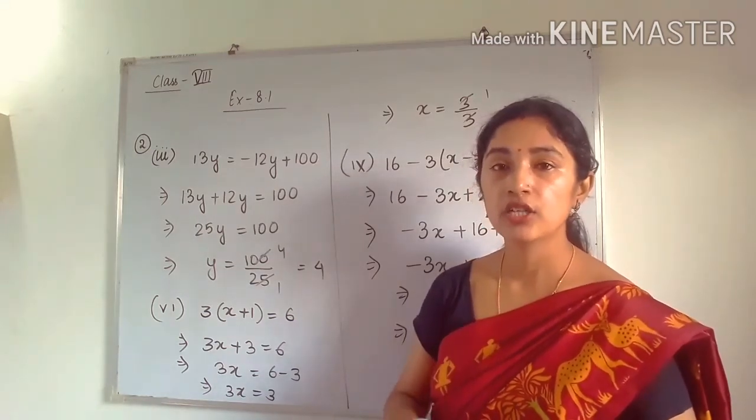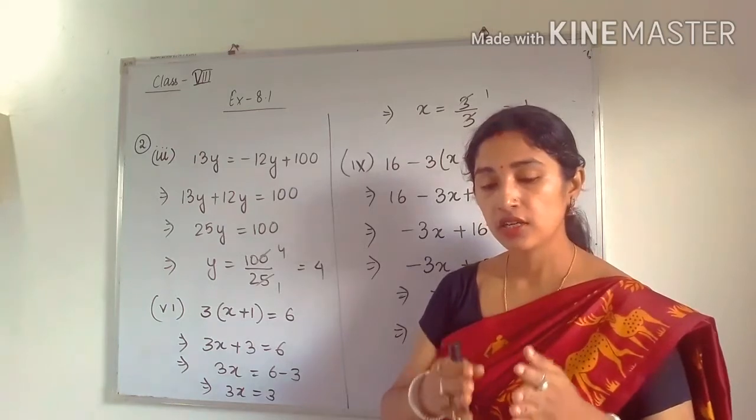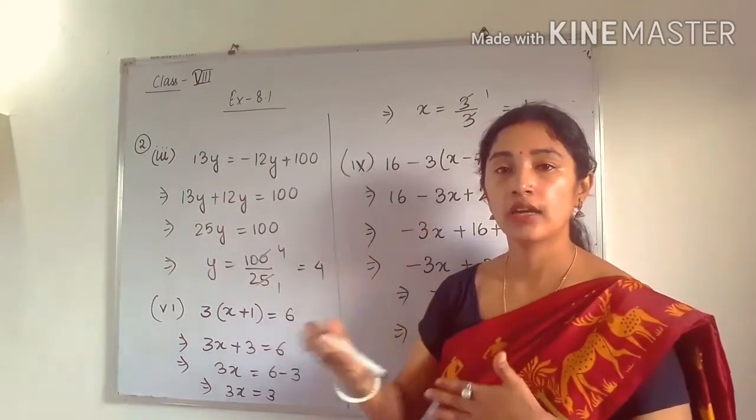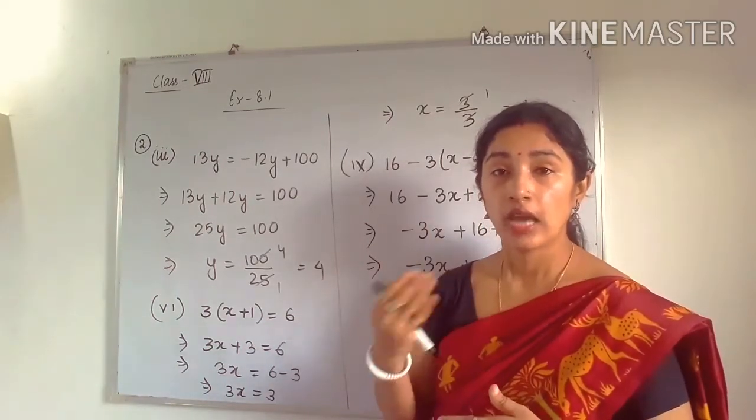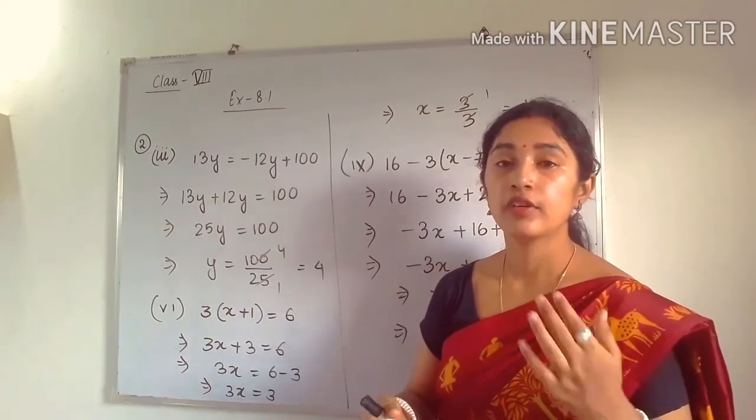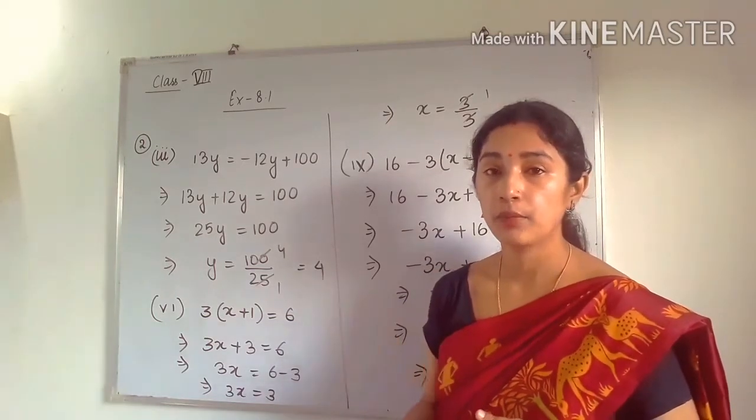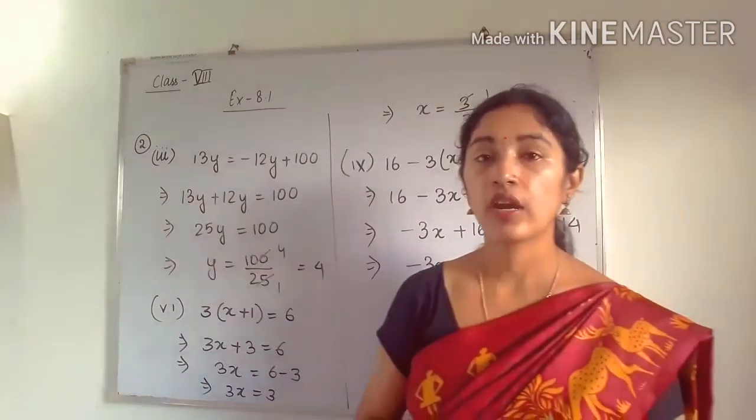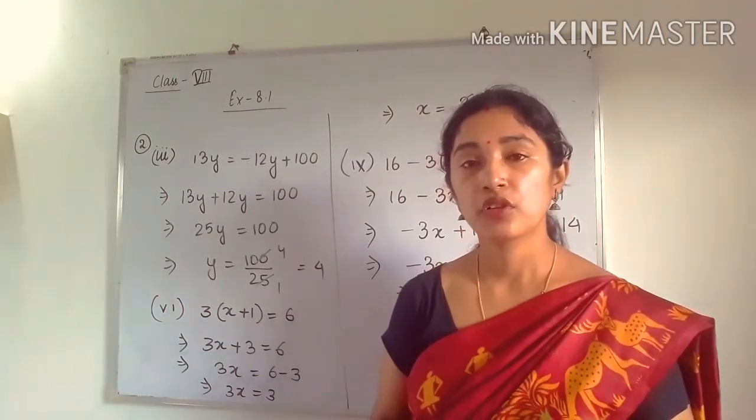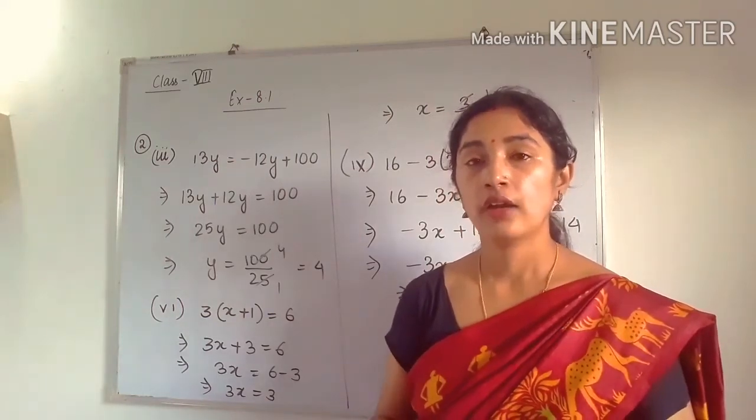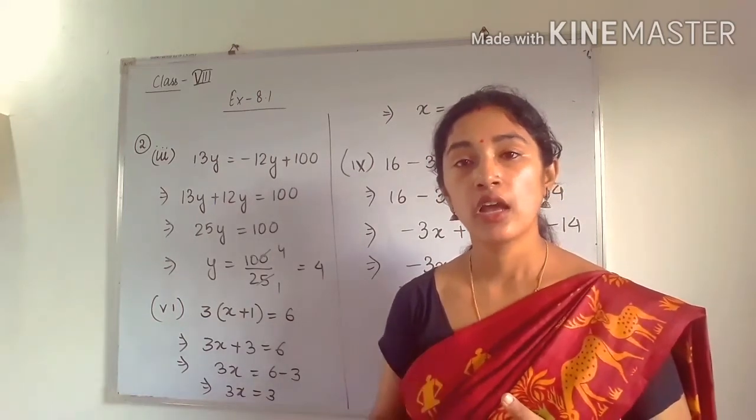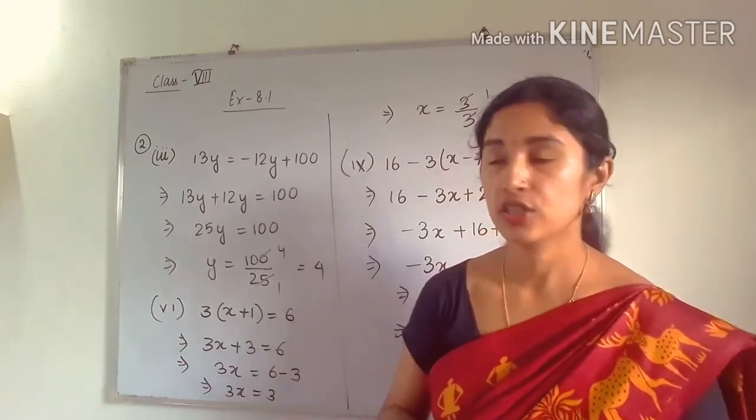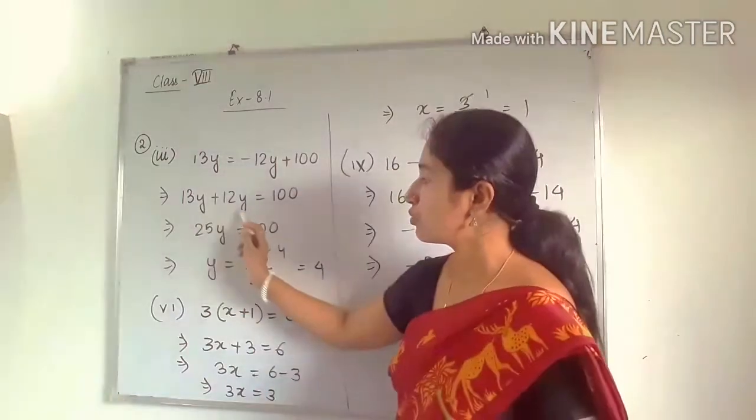If there is multiplication and the number goes to the other side, you have to change the operation: it will get divided, and if it is divided, then it will get multiplied. So you have to see the opposite of each one. So the opposite of addition will be subtraction, the opposite of subtraction will be addition, the opposite of multiplication will be division, and division will be what? Multiplication. Okay. So see, this is 25y.